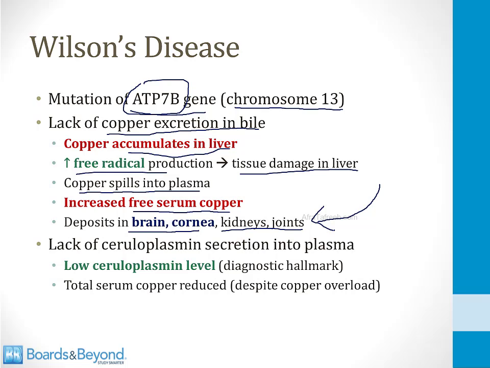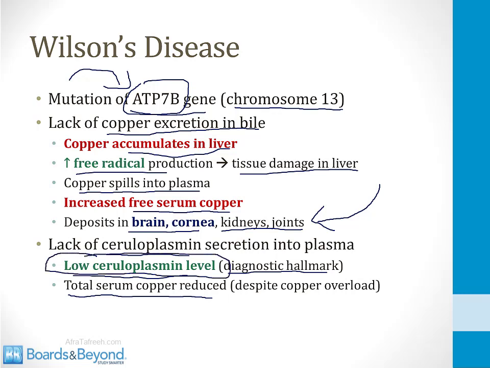In addition to problems excreting copper, there will be a lack of ceruloplasmin in the plasma, and a low ceruloplasmin level is a diagnostic hallmark of Wilson's disease. This occurs because, again, you do not have that functioning protein ATP7B, which packages ceruloplasmin and copper and then excretes the ceruloplasmin into the serum. This leads to a quirk in blood testing, which is that the total serum copper level will actually be reduced. And that's because the ceruloplasmin level is so low, and normally ceruloplasmin carries much of the copper.